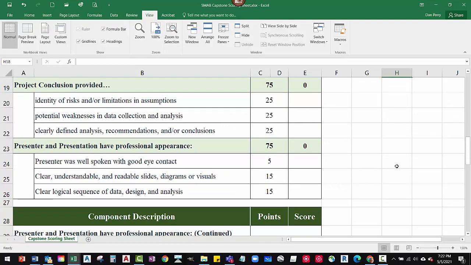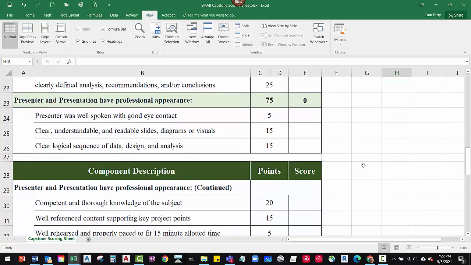Project conclusion: provided identity of risks and/or limitations in the assumptions, and then potential weakness in data collection and analysis if you saw some issues there. Clearly defined analysis, recommendations, or conclusions. So that needs to be stated. Every project should have some kind of analysis or recommendations or some comments at the end that refer to their work. I'm going to change this later, but for right now we're going to live with this.